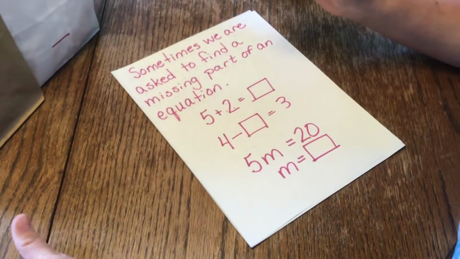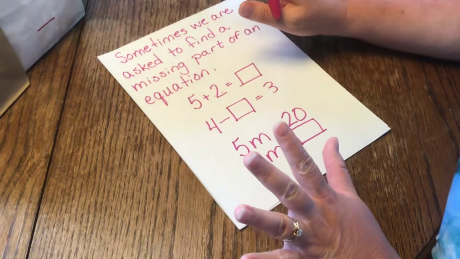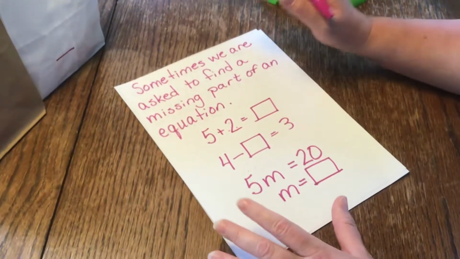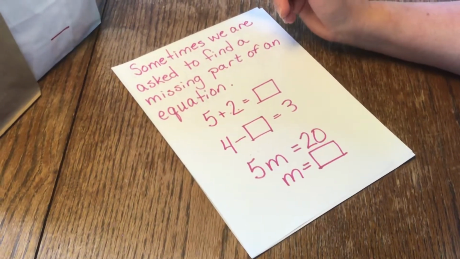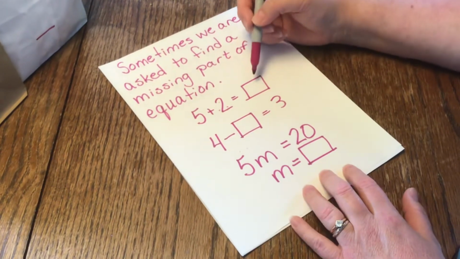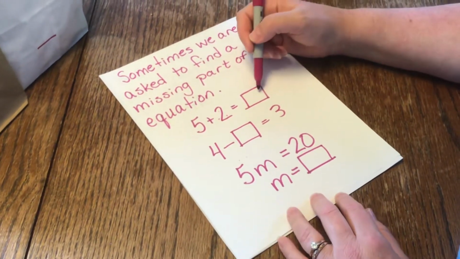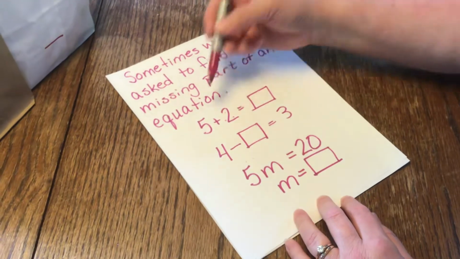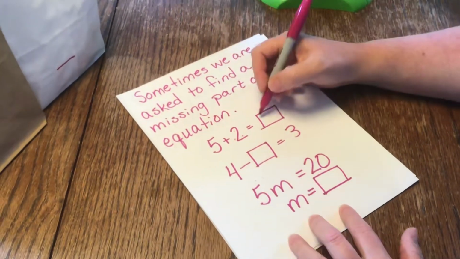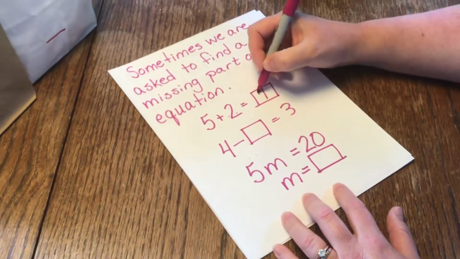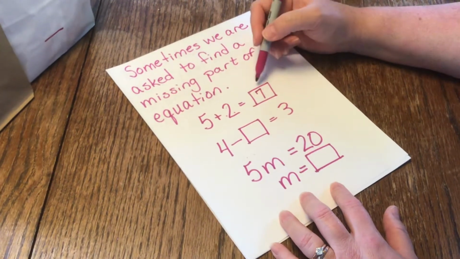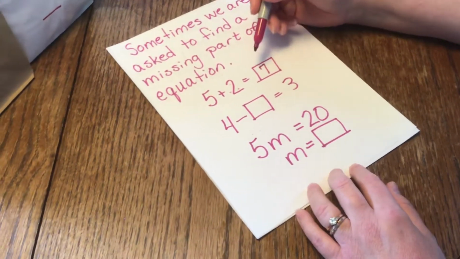Now sometimes, and this is true ever since Mrs. Henderson taught you in kindergarten, sometimes we're asked to find a missing part of an equation. Most of the time in the history of your life, you've been asked to find what comes after the equal sign. 5 plus 2, you sort it out. You fill in the box with 7. There's nothing miraculous about the box. You've just always known you fill it in there.